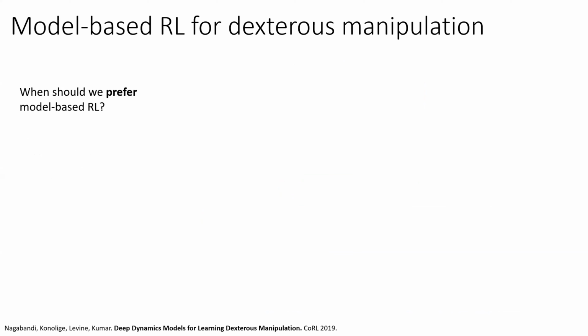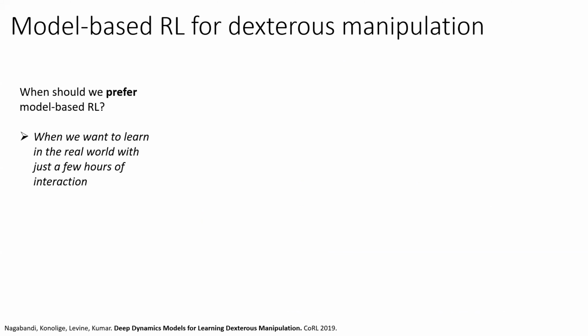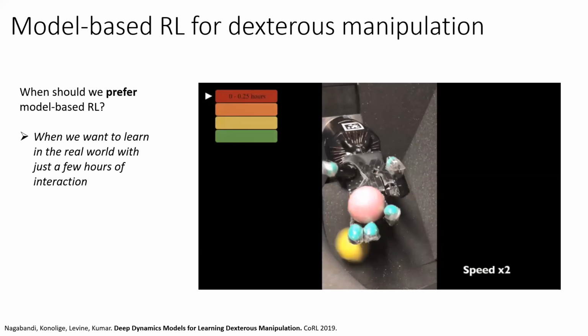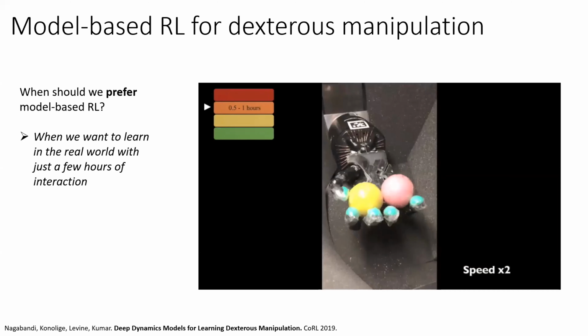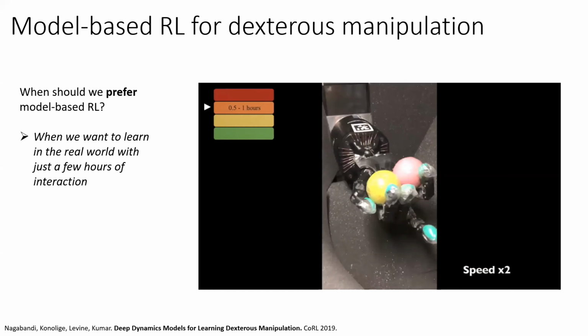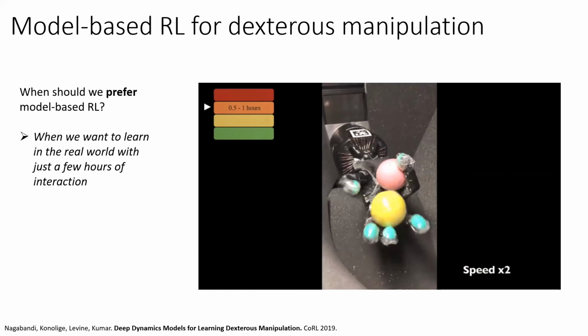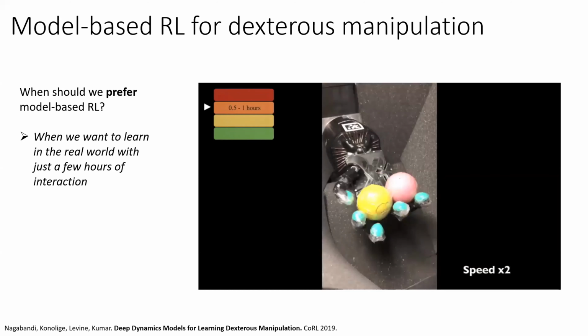And of course, as I mentioned before, these kinds of methods can be very advantageous if you want to learn in the real world with a small amount of interaction. So one of the things that Anusha did is she set up real world training for this bouting balls task with a shadow hand robot. And here you can see actually training proceeding in the top left. You can see how many hours have elapsed. This is 30 to 60 minutes into the training process.